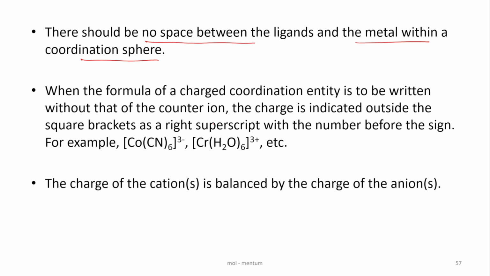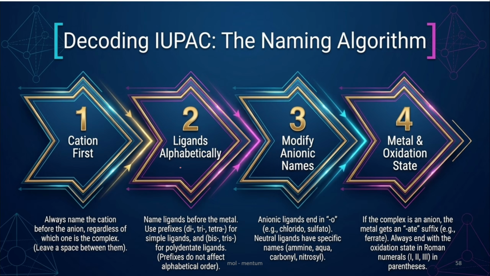When you are writing the name of the different ligands, there should be no space between the ligands and the metal coordination sphere. When the formula of a charged coordination entity is to be written without the counter ion, the charge is indicated outside the square bracket. But if the charge is negative, then the name of the central metal must end with ate, like for this case, hexacyanocobaltate. But in this case it is positive, so there will be no ate. It will be just chromium. Okay, fine. So this is what we have discussed one by one.